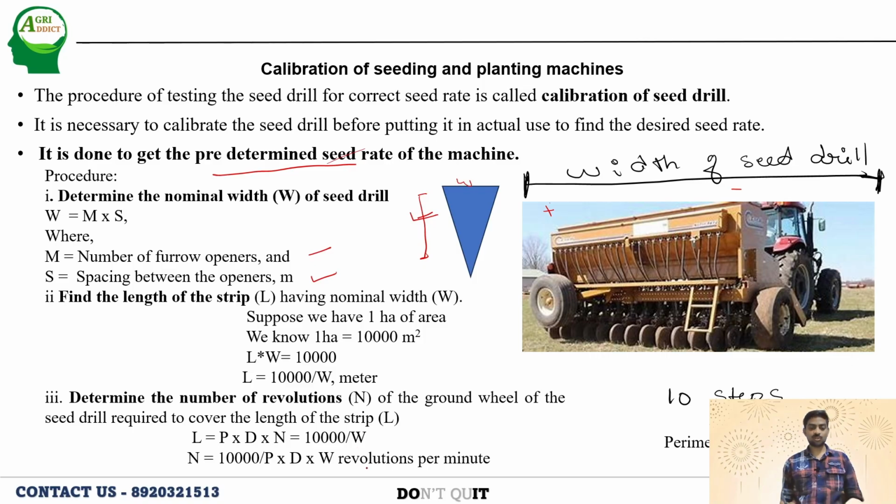One more thing I forgot to mention. When we said that L is equal to P into D into N, we don't know all the data present in the formula. We already know L is equal to 10,000 by W. So by substituting the L value, we have determined this new formula for N, where N stands for number of revolutions. Now I am writing it once for your clarity. Number of revolutions is equal to 10,000 meter square divided by P into diameter of the wheel into width of that particular furrow opener.